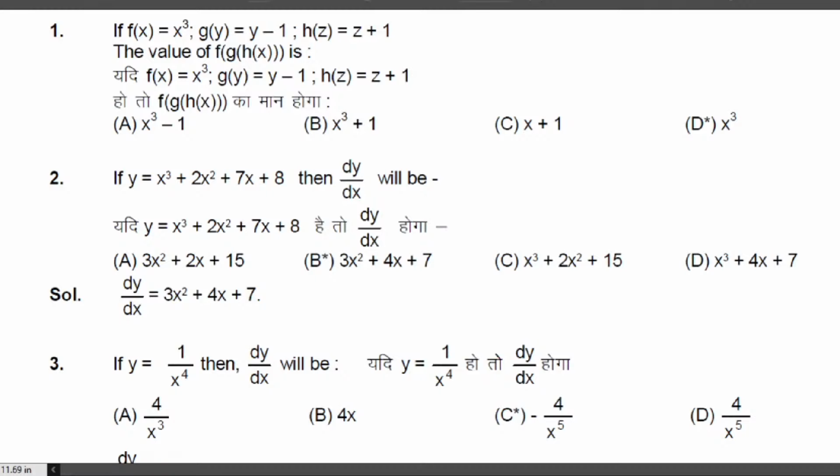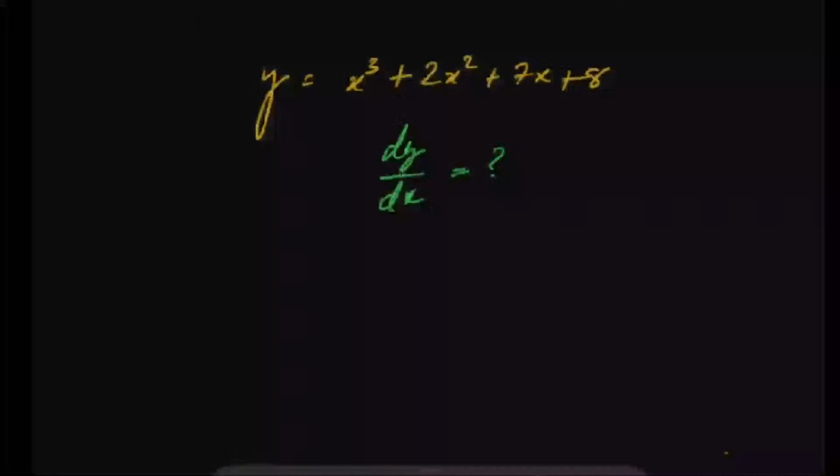Now this is the problem which is related to the derivatives that we discussed in the last class and in the beginning of this class. He's giving one function: y equals x cubed plus 2x squared plus 7x plus 8. Then he's asking what's dy by dx. That's the question, right? So let us try to solve.